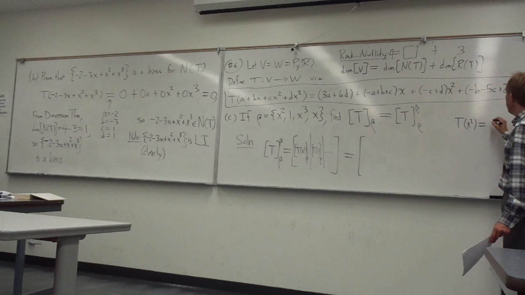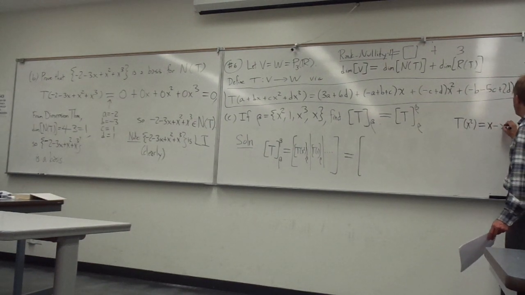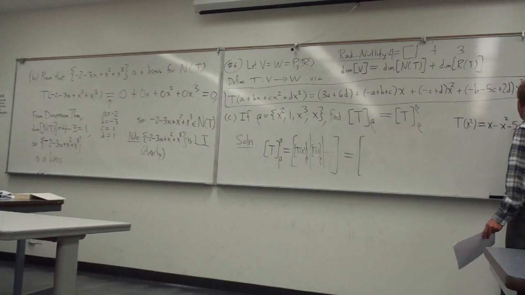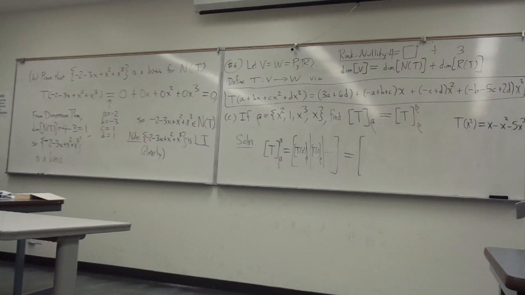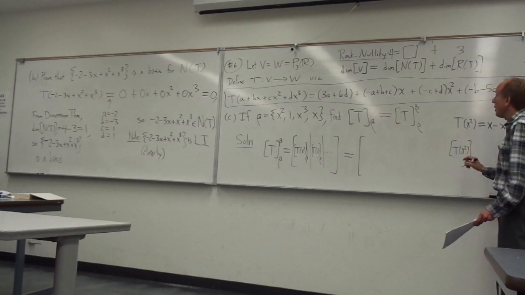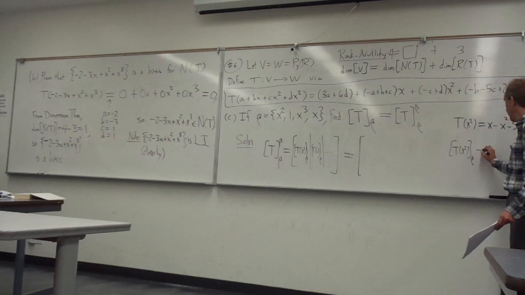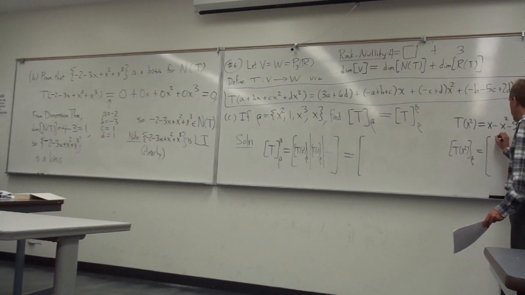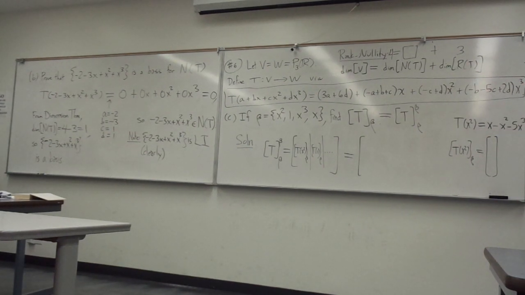So I think we did this before, actually. It should just be x minus x squared minus 5x cubed. And now I have to write the coordinate vector of that relative to beta. So I'm going to write a column here. The coordinate vector for this guy, right? So what would that be actually?